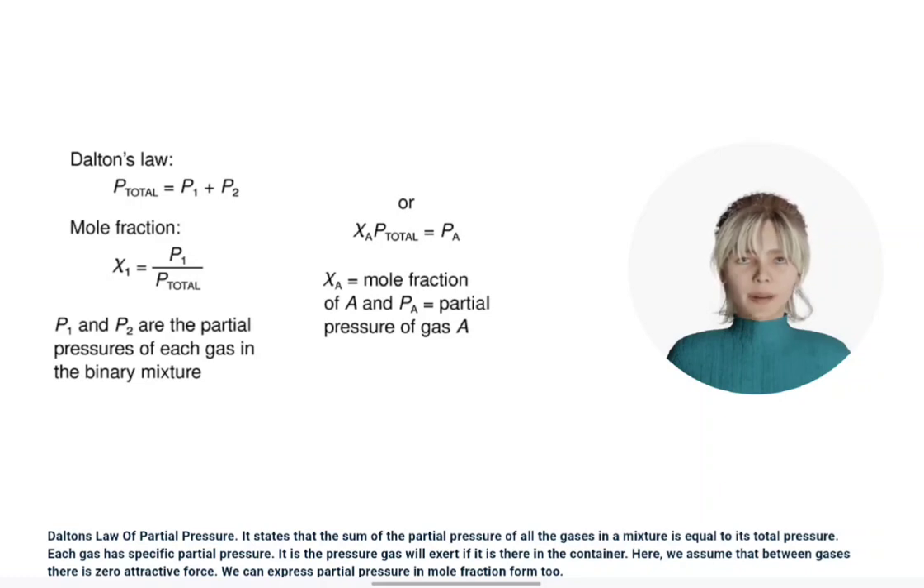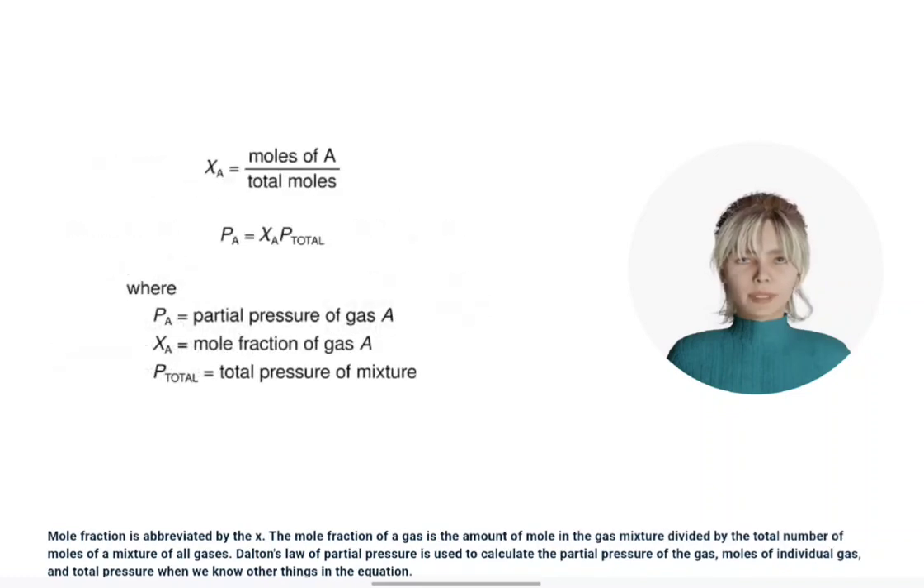We can express partial pressure in mole fraction form too. Mole fraction is abbreviated by x. The mole fraction of a gas is the number of moles of the gas in the mixture divided by the total number of moles of all gases in the mixture. Dalton's law of partial pressure is used to calculate the partial pressure of a gas, moles of an individual gas, and total pressure when we know the other quantities in the equation.